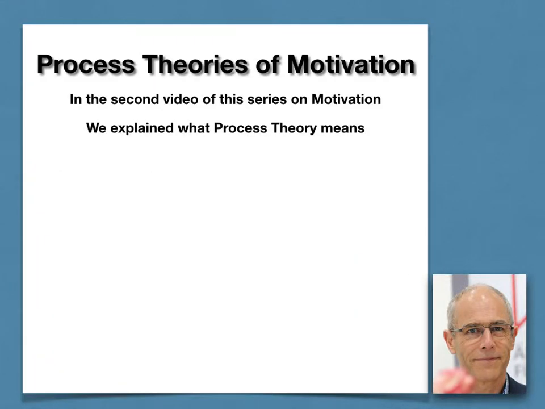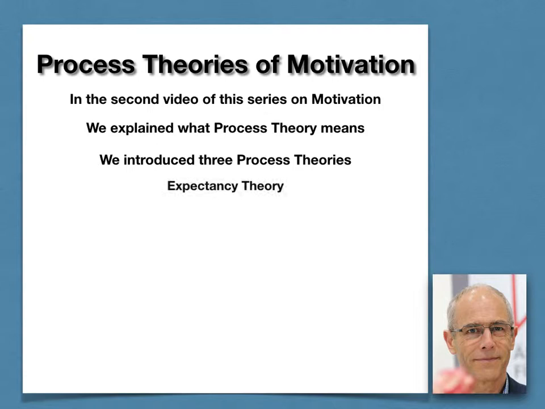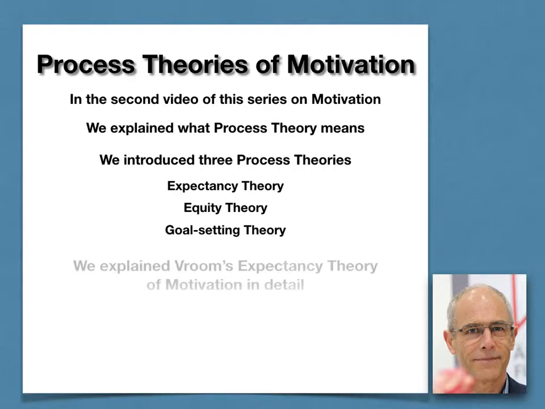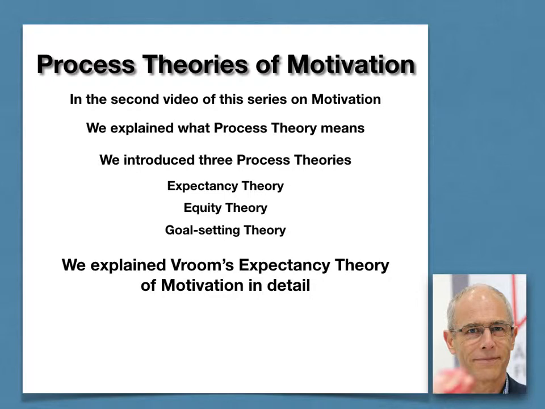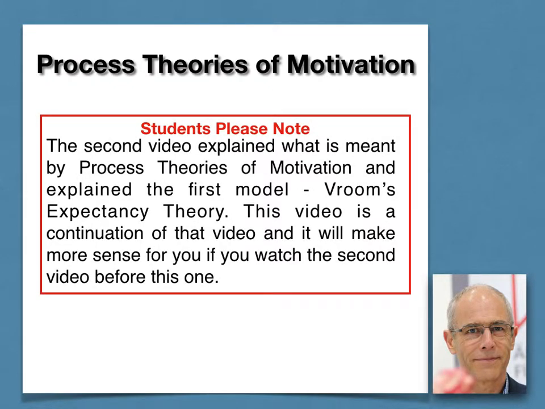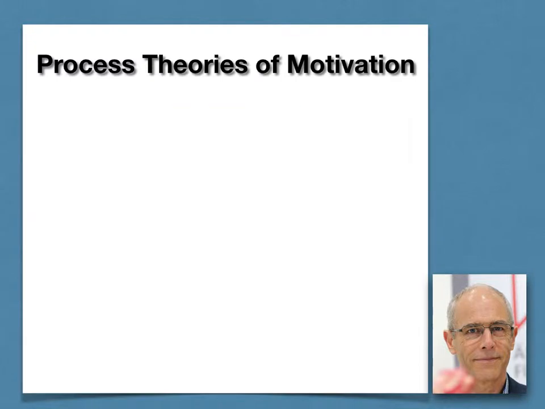In our last video, the second of the series on motivation, we explained what process theory means. We then introduced in outline three examples of process theories. These were expectancy theory, equity theory, and goal-setting theory. The remainder of the second video explored and explained Vroom's expectancy theory. Before watching this video, I suggest that you watch the second video if you haven't already done so. It introduced and explained what we mean by the term process theories of motivation.